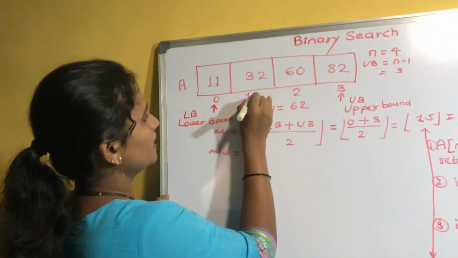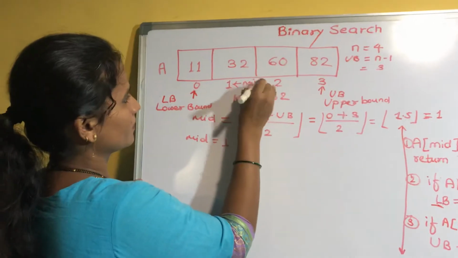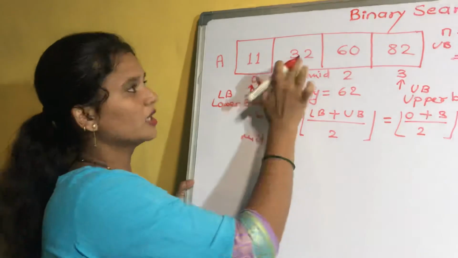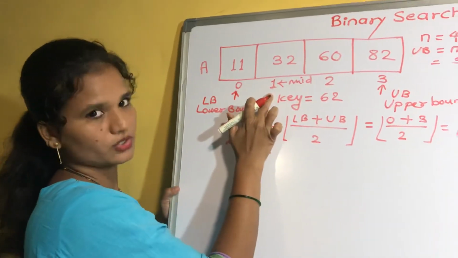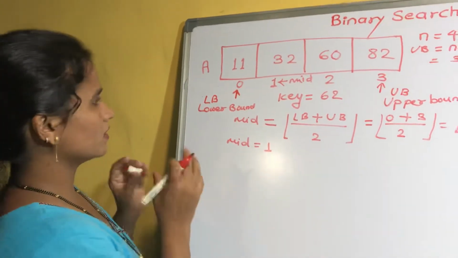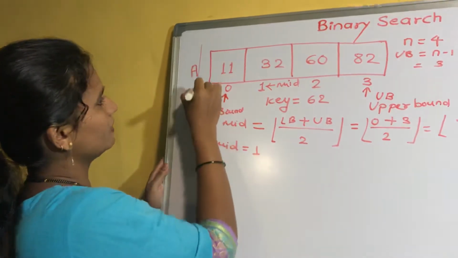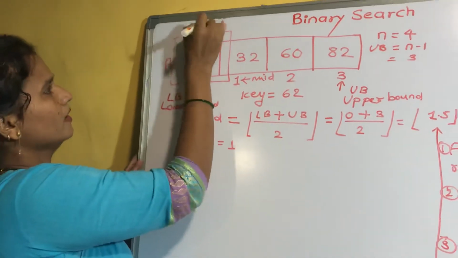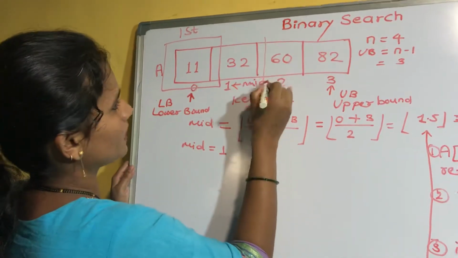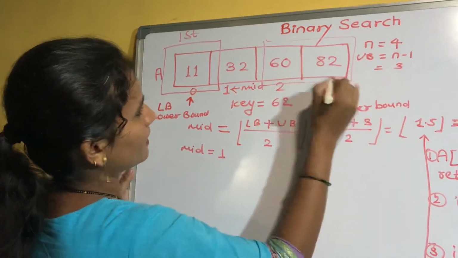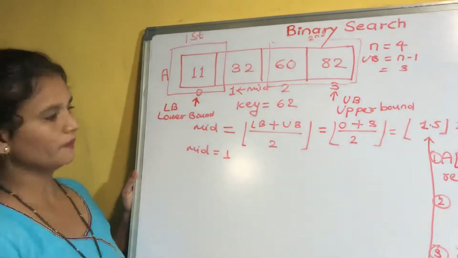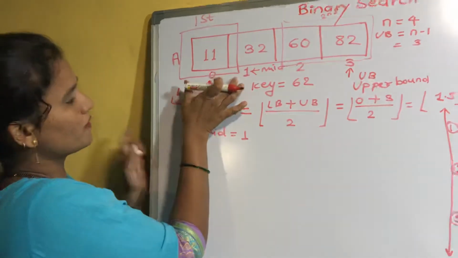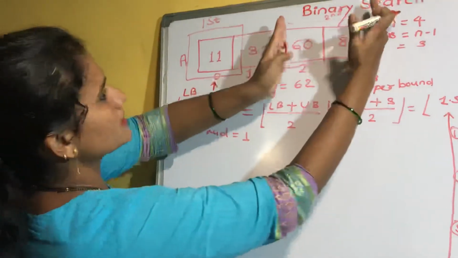Now see, your mid will be here. So what is the value at mid here? 1, not 32. 32 is present at location 1. Now see what happened here. We have divided this array into two parts. This is the first sub-array and this is the second sub-array. That mid value has divided your searching space into two parts.